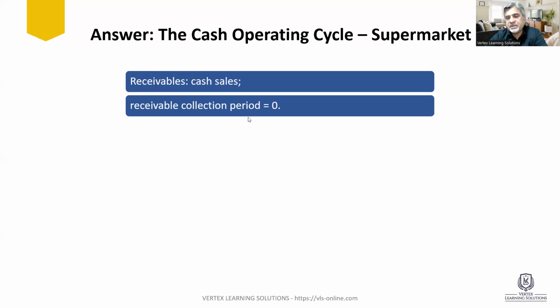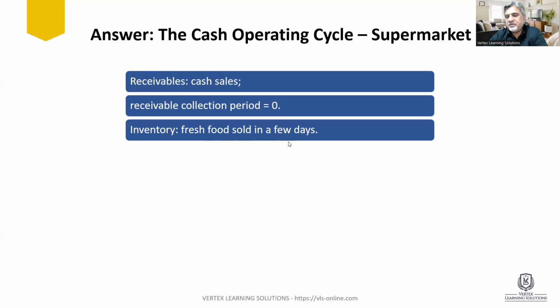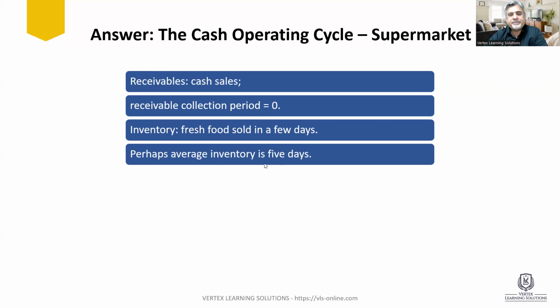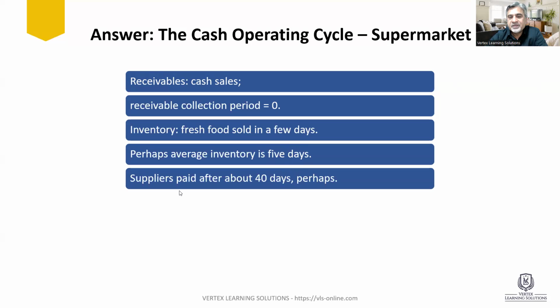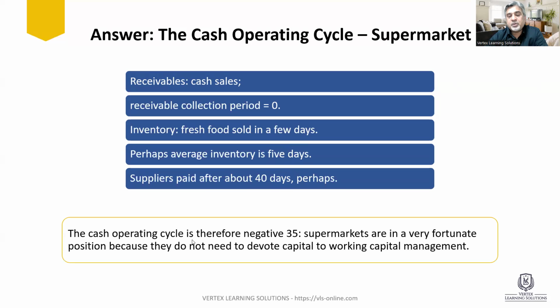Okay. So the receivable collection period is 0. Inventory, fresh food is sold in a few days. Perhaps average inventory is 5 days. Suppliers are paid in about 40 days, perhaps. So the cash operating cycle is therefore negative 35 days. My receivable days are 0, inventory days are 5, and supplier days, which you remember you have to subtract, are 40. So I've got a negative 35.